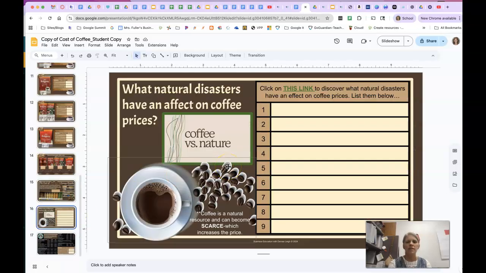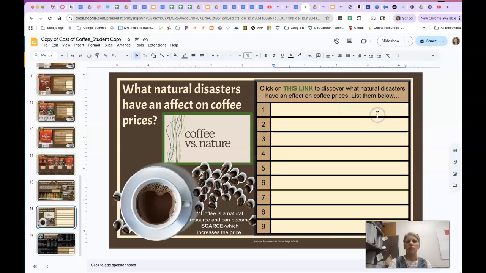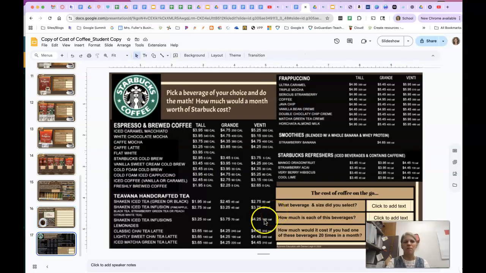And then slide 16, once again, here we have this to refer to, looking at natural disasters and how it can affect coffee prices, 9 things to tell me. And then finally, you're going to wrap things up here, looking at Starbucks and the cost of that. Your questions are over here in the corner.